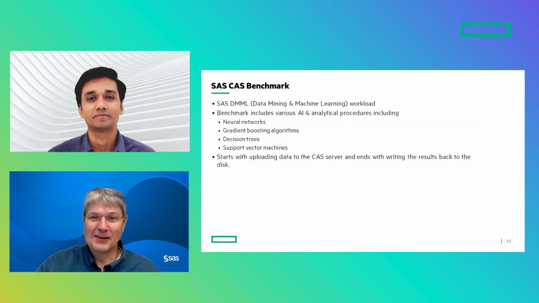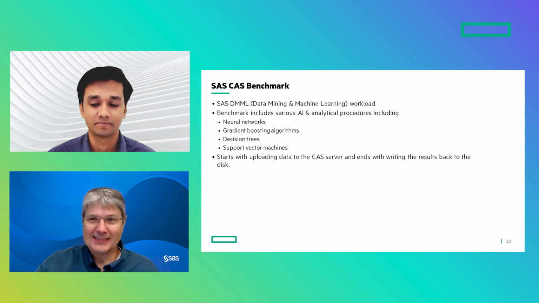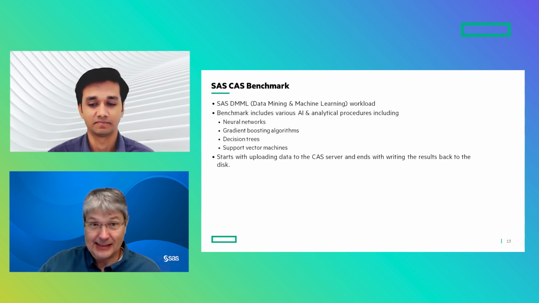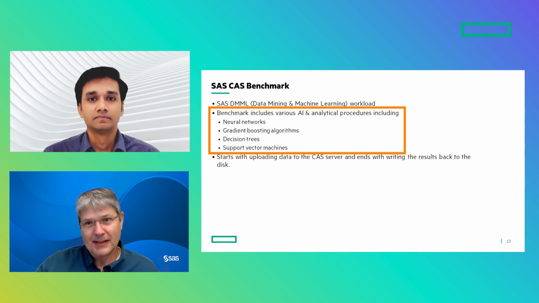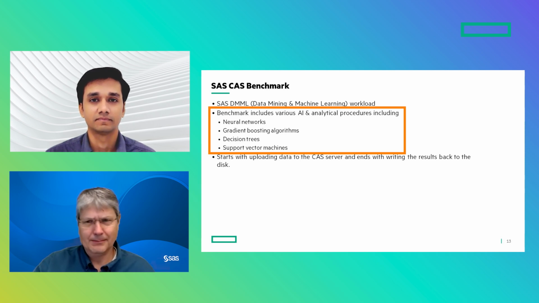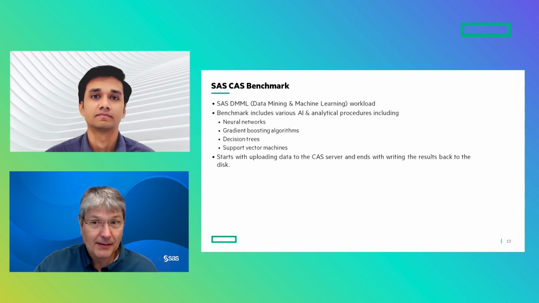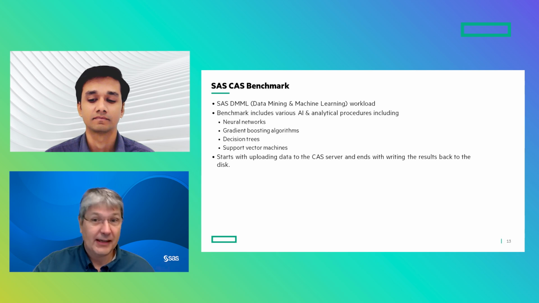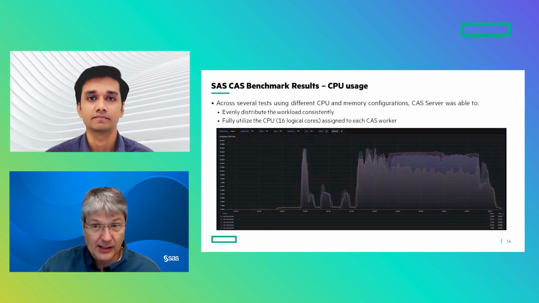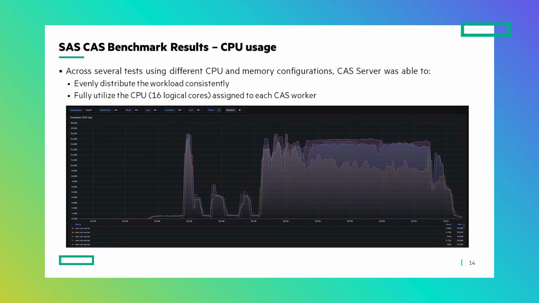Now, let's also look at the CAS benchmark. This benchmark, as I mentioned, is called Data Mining and Machine Learning, DMML. It includes various AI and analytic procedures like neural networks, gradient boosting algorithms, decision trees, support vector machines, and more complicated stuff like that. As I mentioned before, we had a CAS server set up in MPP, so we had one CAS controller and five CAS workers. As you can see in this graph, the CAS server was evenly distributing the workload across all the available workers, and it was able to fully utilize all of them. So this nicely shows the distributed nature of this processing.